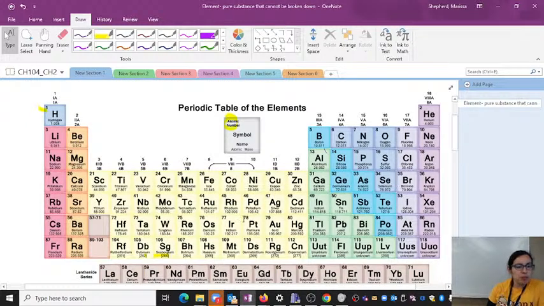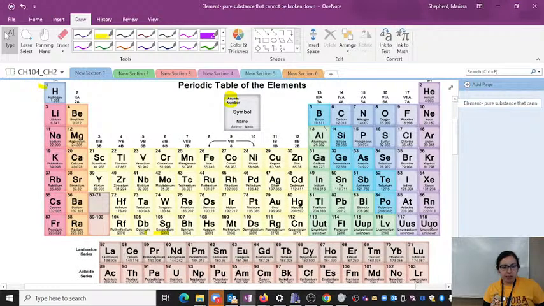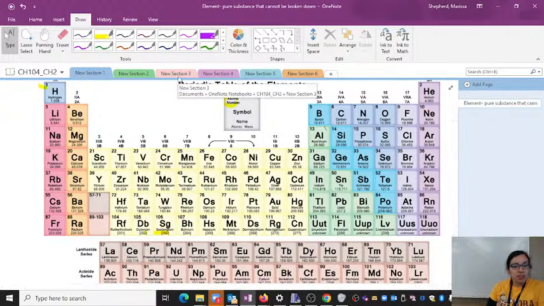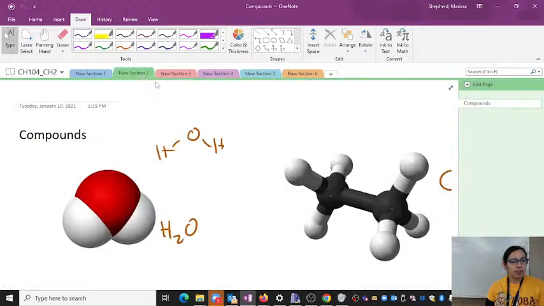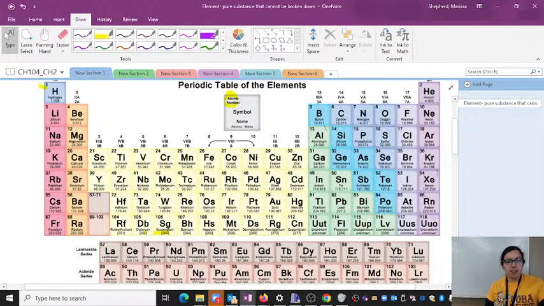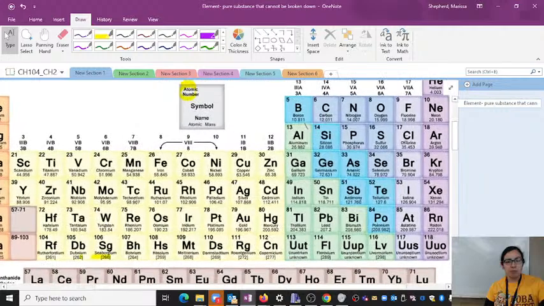So most of the symbols, by the way, are either one letter or two letters. So you notice it's just one capital letter or a capital letter followed by a lowercase. It's only these weird ones where they have three, but those are not normal. So we have chlorine. And then, what is the atomic number for chlorine? I need to flip back. So good eye. So 17 there in that upper corner.